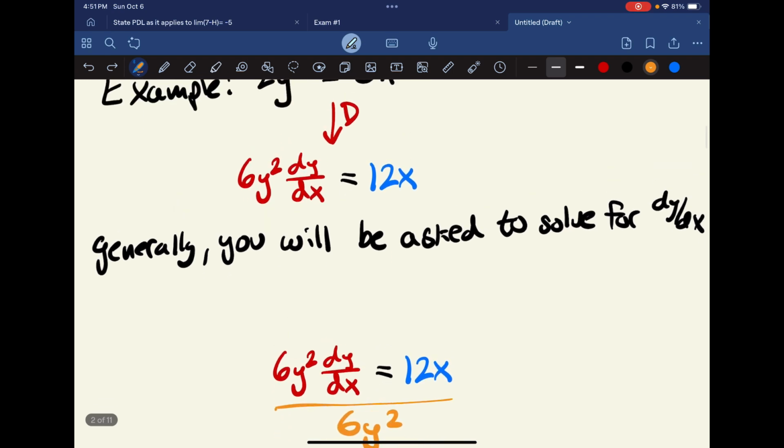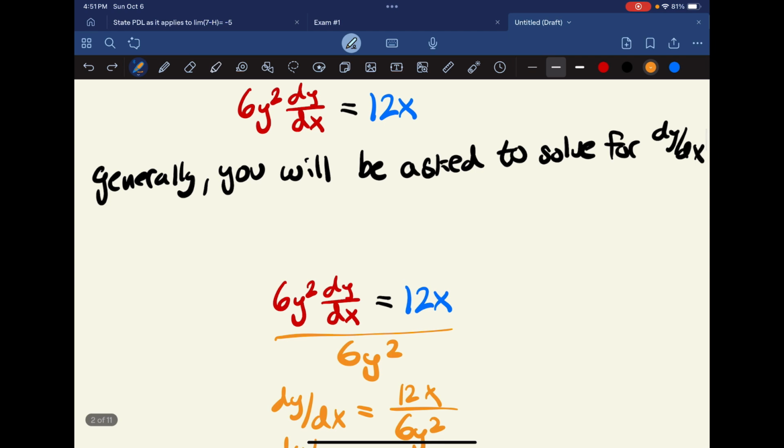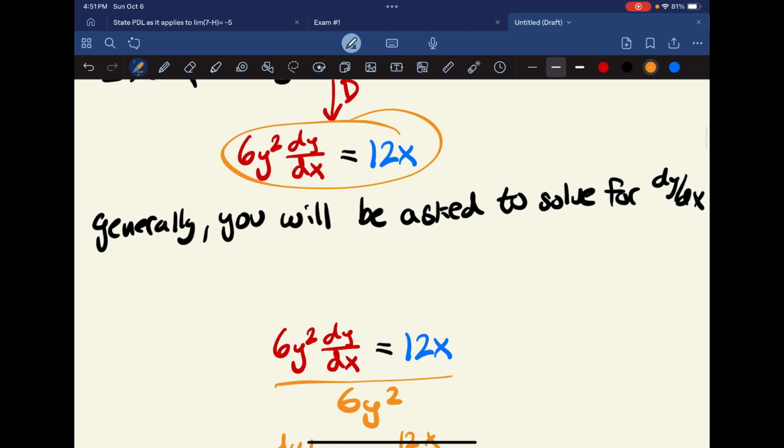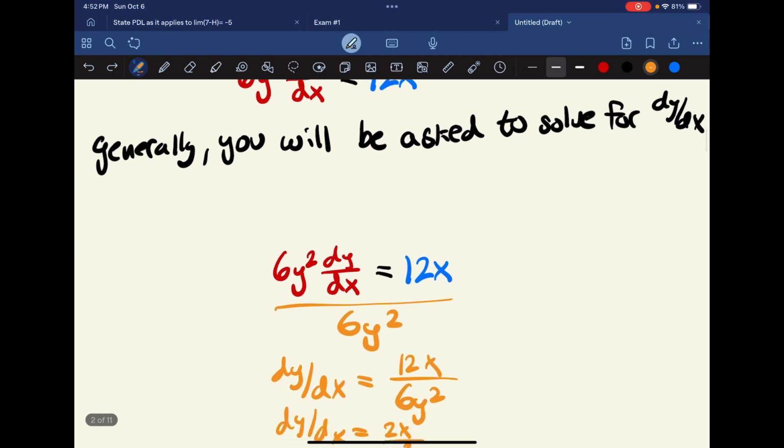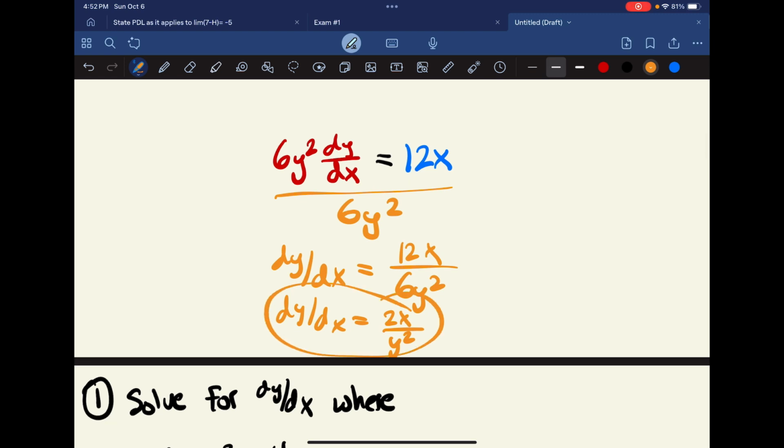Okay, and then generally speaking, you'll be asked to solve for dy/dx. That means you're actually finding the derivative. So in the case of this, solving for dy/dx is the same as solving for any other variable. You just do algebra to it until you isolate it and get it by itself. So in this case, we just want to divide both sides by 6y squared, which simplifies to dy/dx equals 2x divided by y squared.